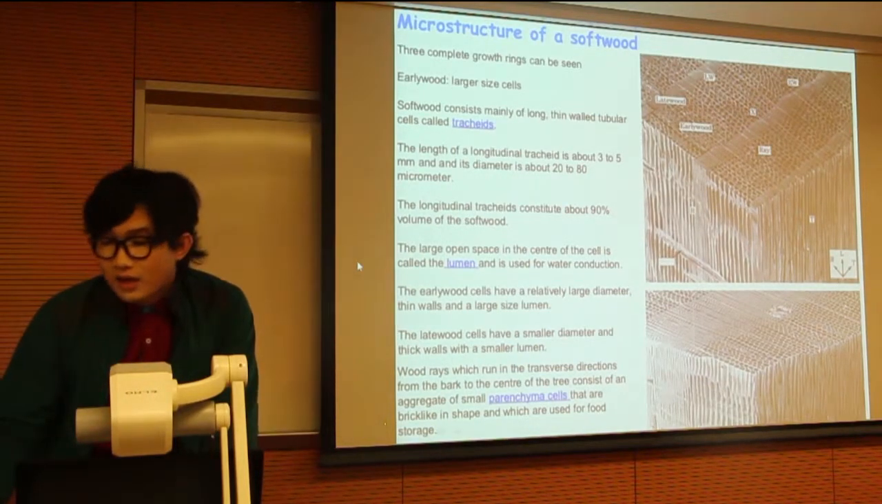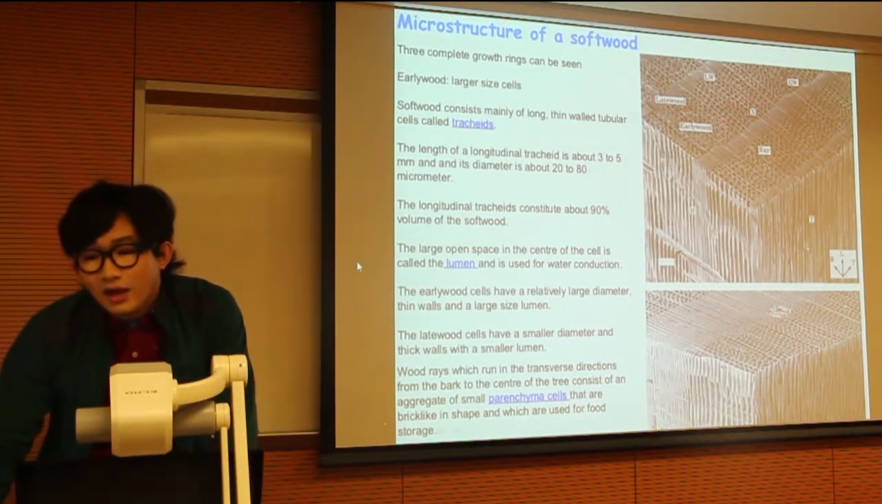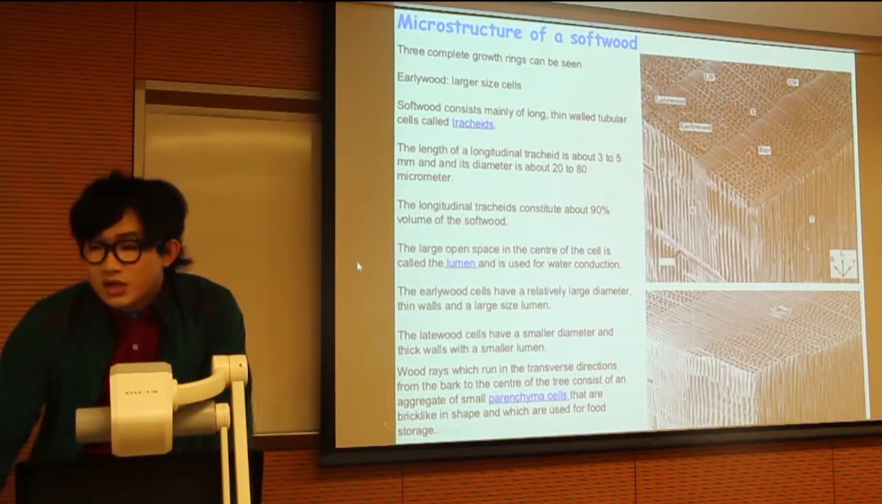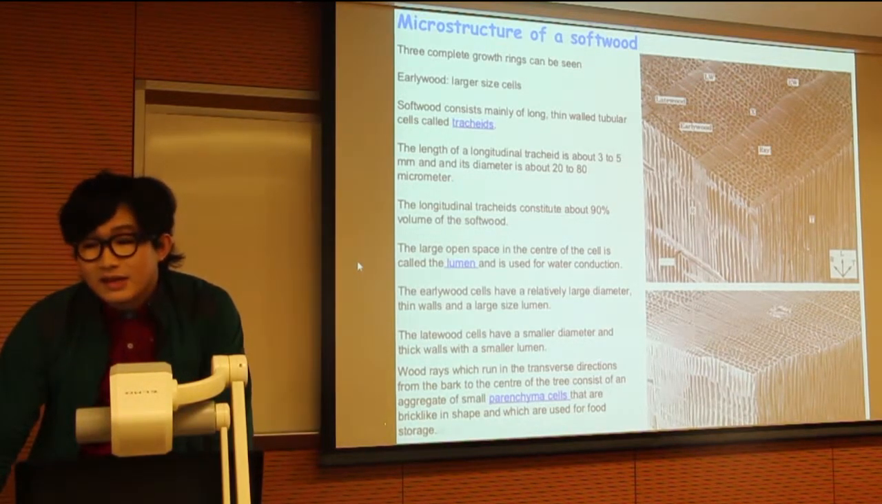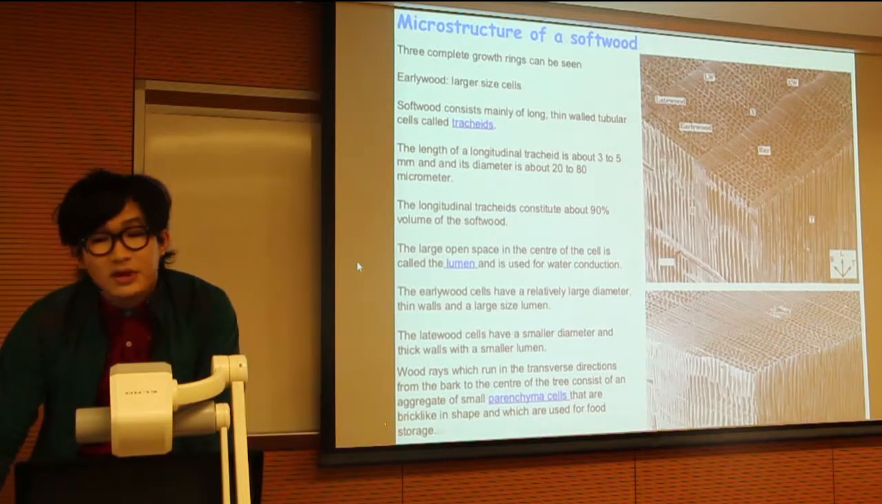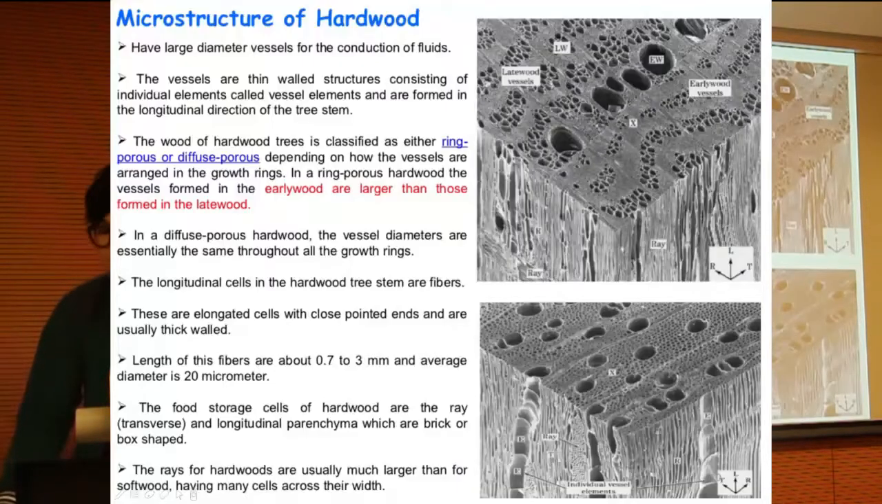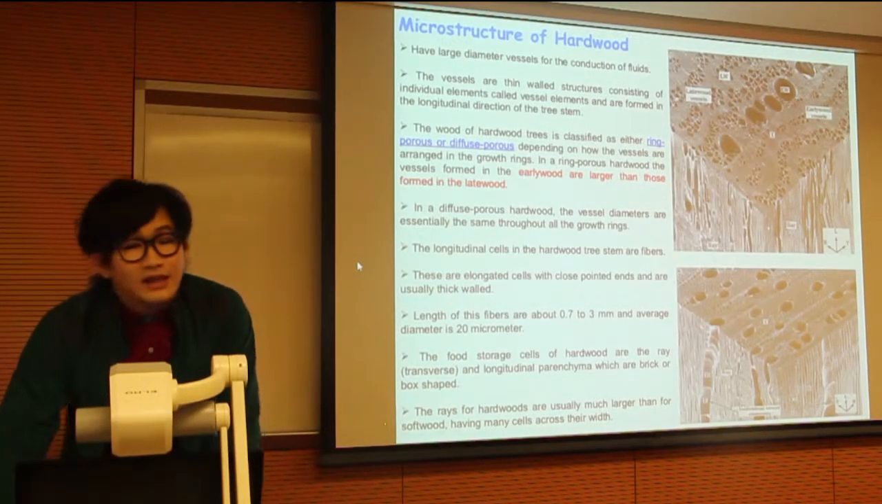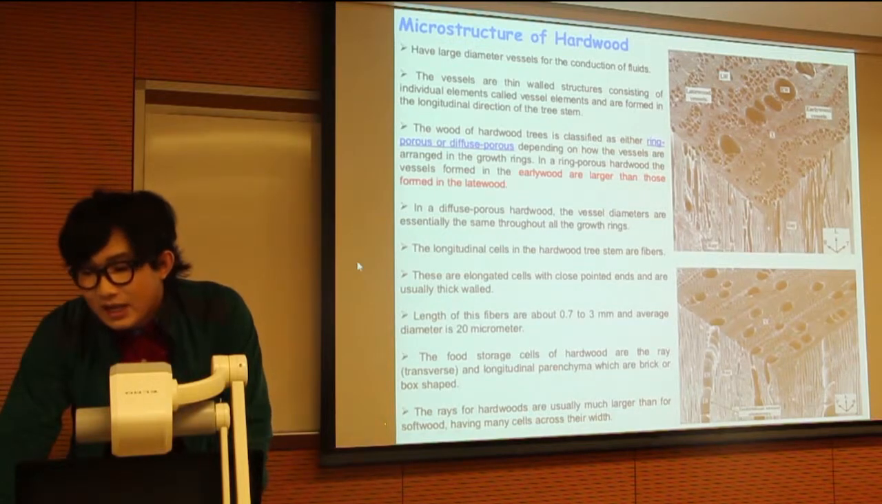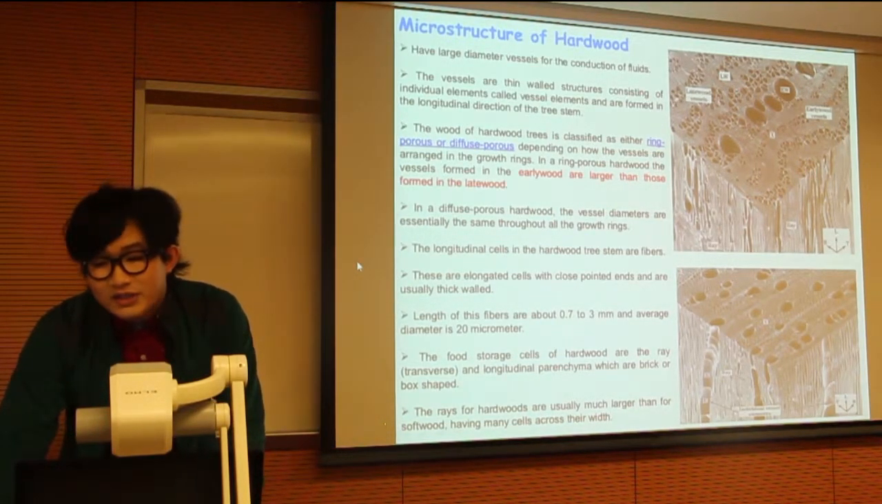The main trace of the microstructure of the softwood is that the length of a longitudinal tracheid is about 3 to 5 millimeters, and its diameter is about 20 to 80 micrometers. In this picture, we can see the microstructure of hardwood, and the length of these fibers is about 2.7 to 3 millimeters, and the average diameter is about 20 micrometers.